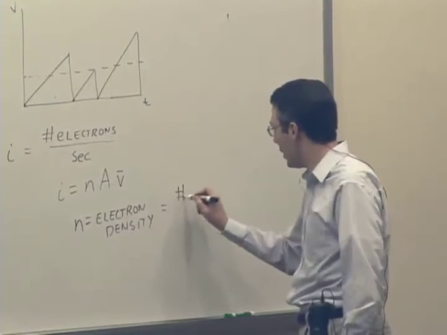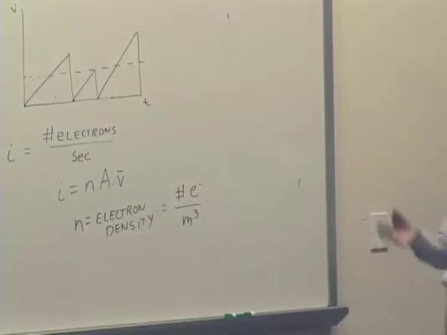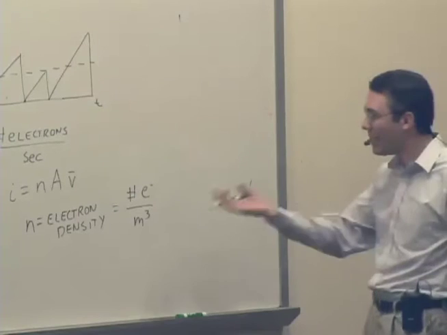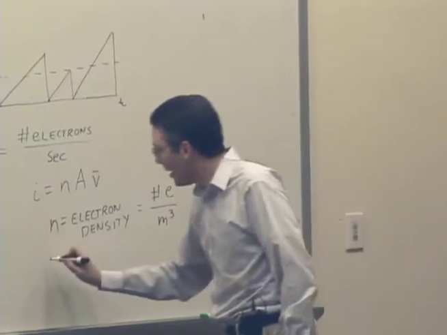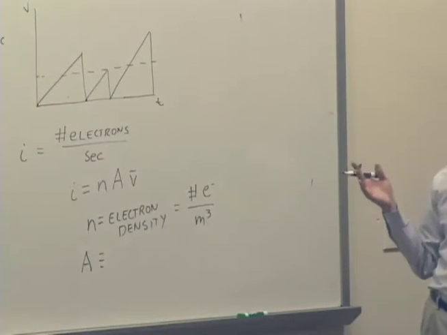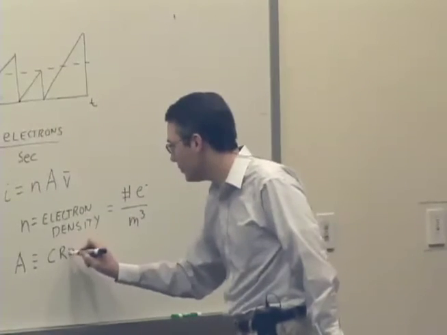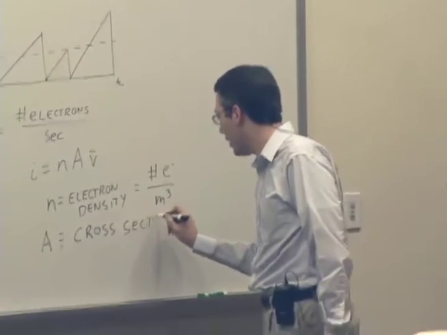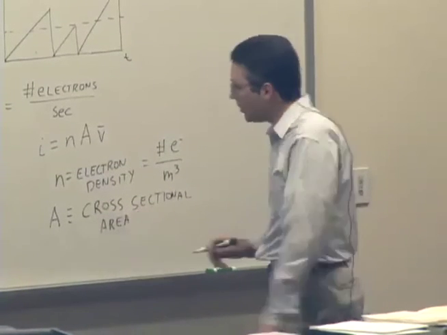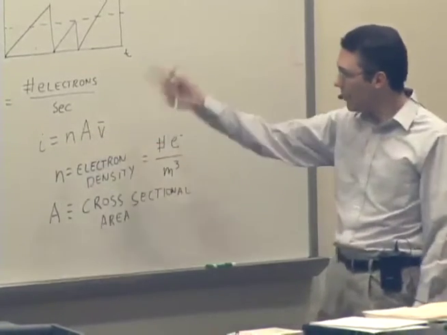Little n is the electron density, the number of electrons per volume, per cubic meter. So there's some certain number of free, mobile electrons per cubic meter in a particular metal. Again, that's a property of the material, just like the mobility. And then you have A, which is the area. What area? Cross-sectional area of the wire through which the electrons are traveling. You can see how the units work out: electrons per meter cubed times meters squared times meters per second gives you electrons per second.